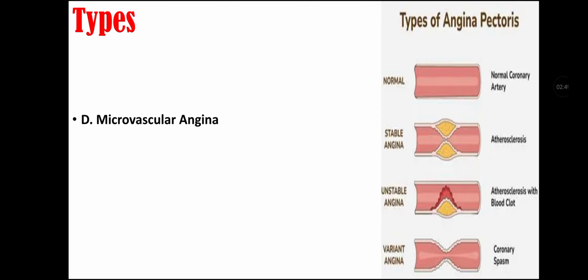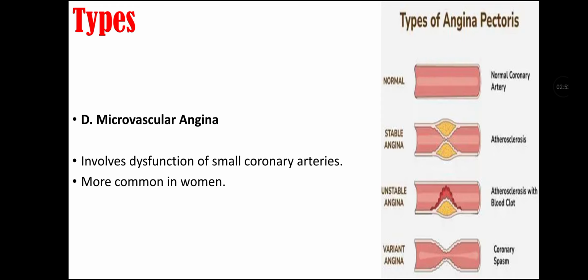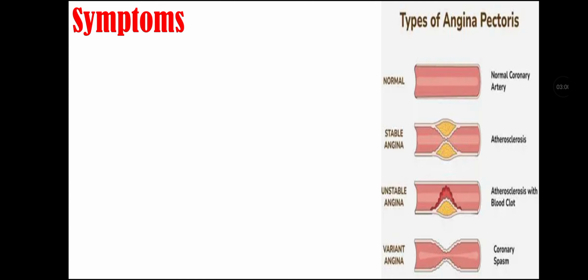The next type of angina pectoris is microvascular angina. It involves dysfunction of the small coronary arteries. It is more common in women and its pain may last longer than other types of angina pectoris.